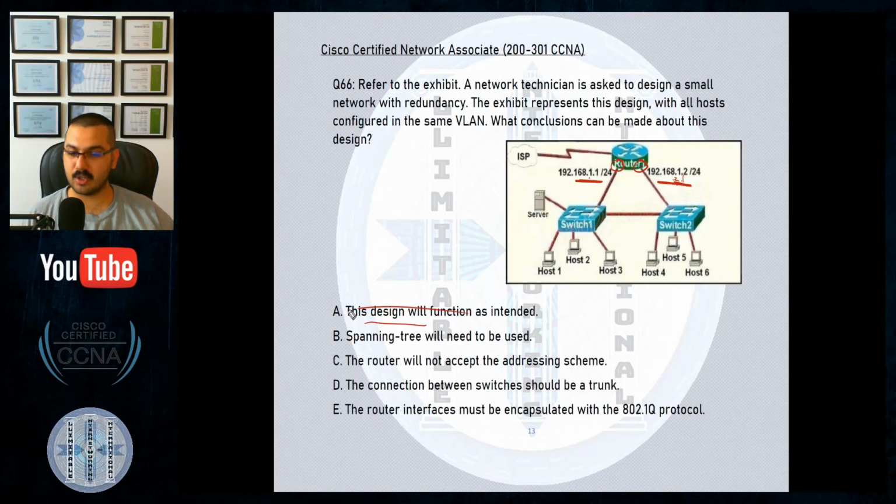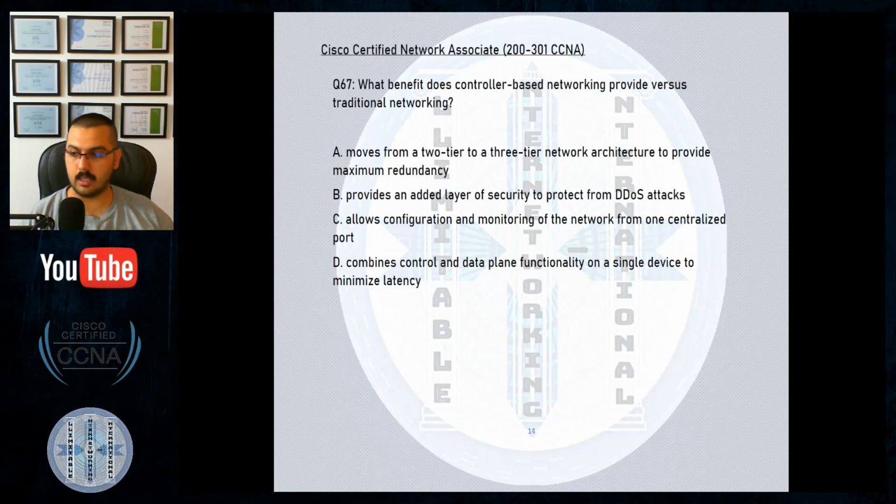Okay, so the design will function? No. Spanning tree will be needed? No, as long as there are some layer 3 interfaces, we don't need spanning tree. The router does not accept the addressing scheme? Yes, because this is incorrect. The connection between switches, I don't care about it because all of them reside in VLAN 1. We do not need a trunk. The router interface must be encapsulated with .1q? No, because there is no trunking nor VLANs, so only the addressing scheme should be fixed at least in the beginning to make this design function.